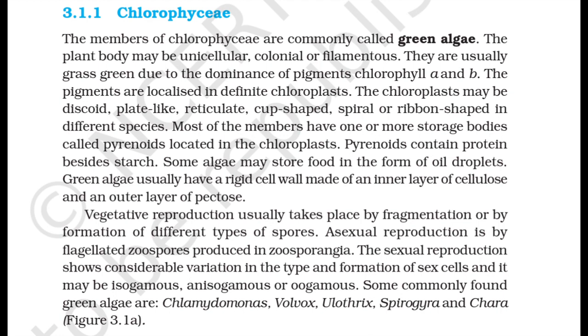Asexual reproduction is by flagellated zoospores produced in zoosporangia. Sexual reproduction shows considerable variation in the type of formation of sex cells and may be isogamous, anisogamous, or oogamous. Some commonly found green algae are Chlamydomonas, Volvox, Ulothrix, Spirogyra, and Chara.